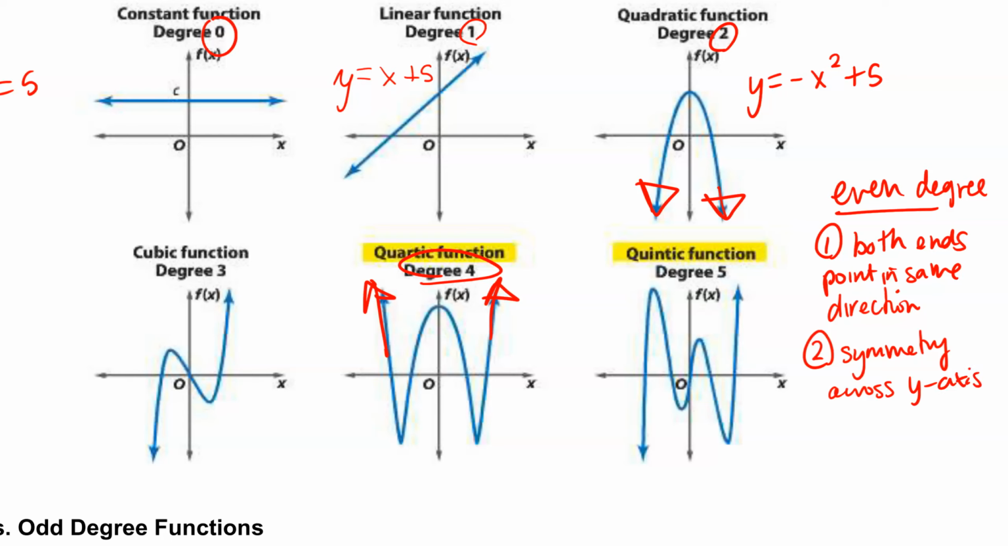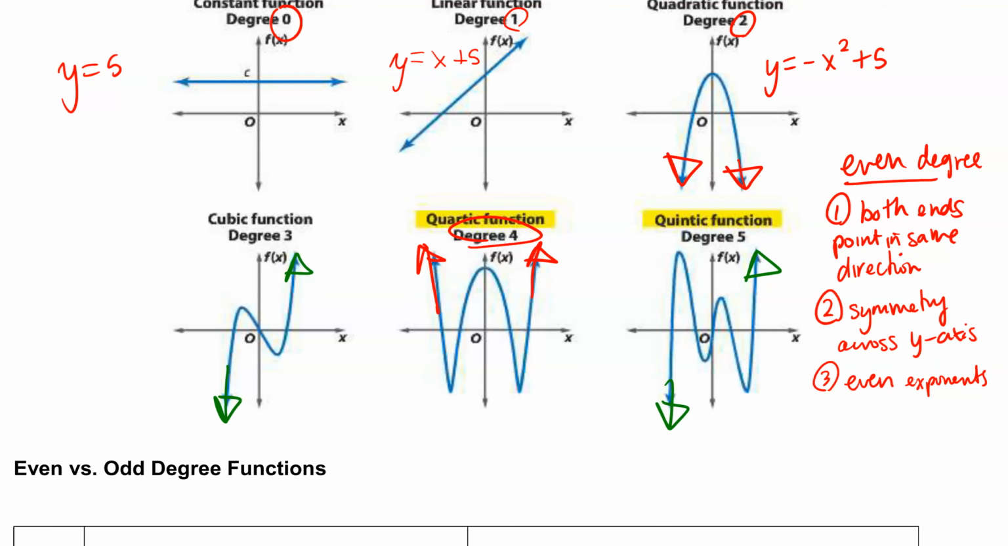And then the third thing is the largest exponent is an even exponent. That's what it means to be even degree: the largest exponent is even. This is in comparison to odd. If I have something to the third power, something to the fifth power, what's happening to the ends? They point in different directions. One always goes up, one always goes down. So if it's even, the ends point the same way. Look at this pattern emerging.